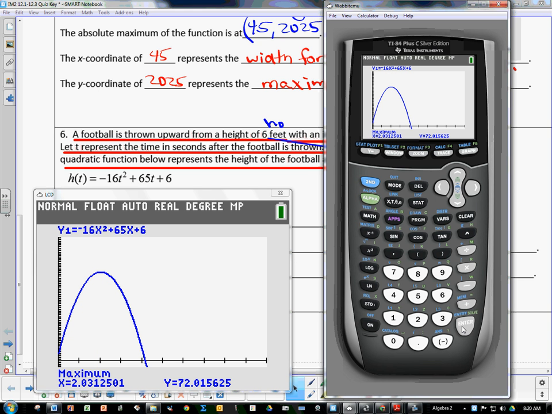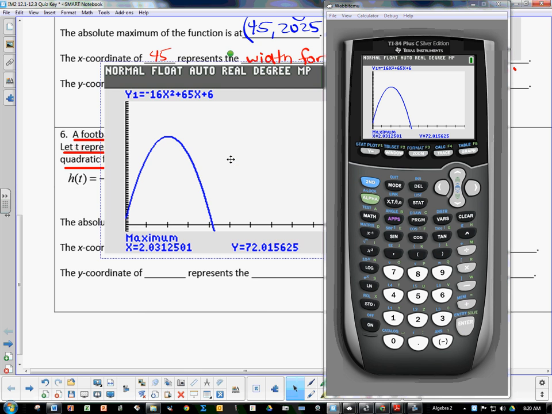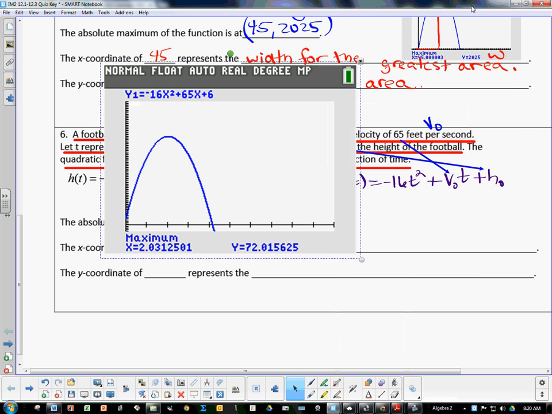Okay, maximum is 2.03 approximately. 2.03. And then 72.01. All right. Yes? I did the same thing, and then after I did the 2. So on a tester quiz, the question was, what if I'm off by a decimal or 2? Well, you should not be off, because if we're going to round to the nearest hundredth, this would be 2.03.